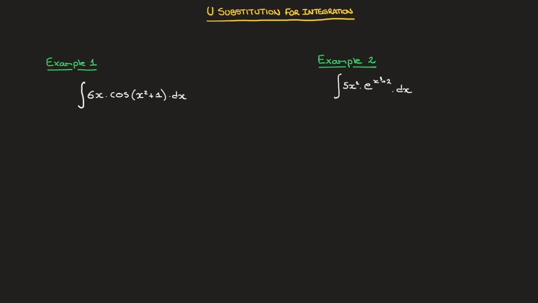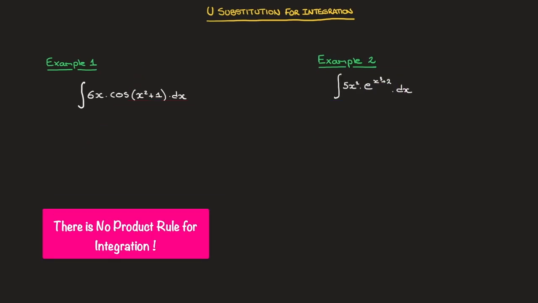Looking at this, there are two things worth pointing out. The first is that we're trying to integrate a product of two functions. Indeed, we have 6x, which is multiplying the cosine of x squared plus 1. And this is important because there's no such thing as a product rule for integration.